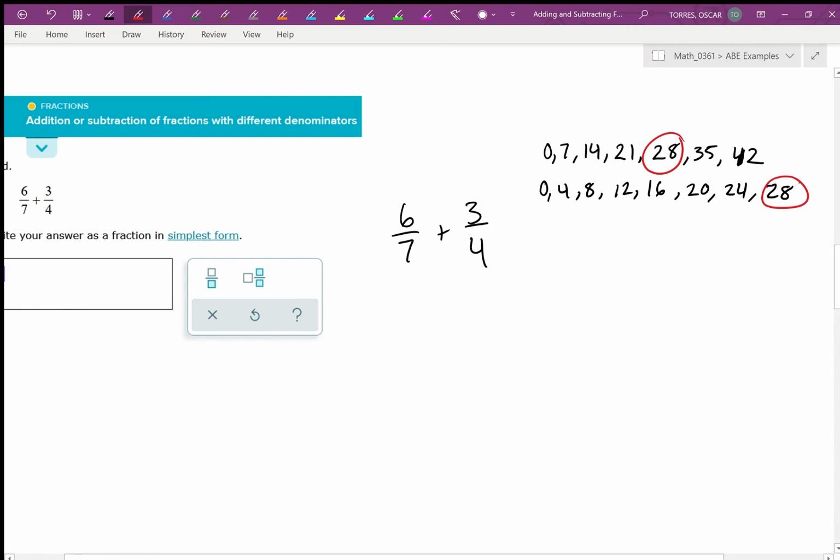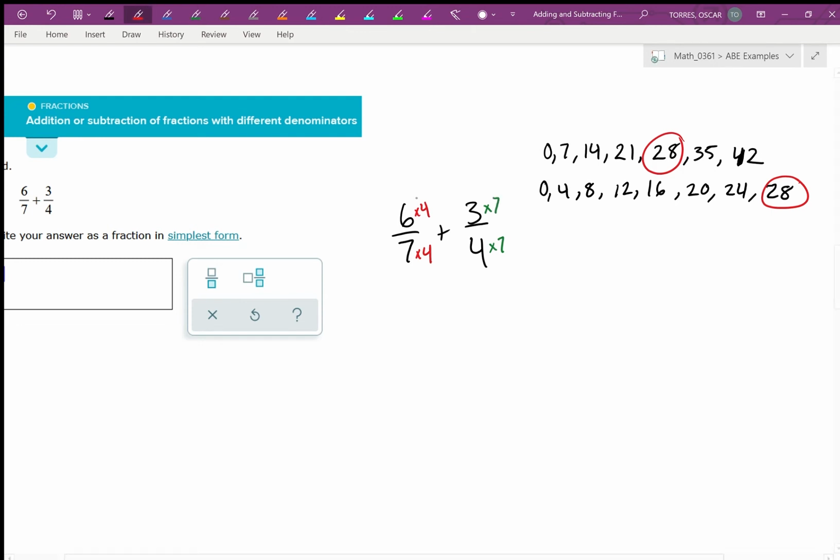How do I turn the 7 into a 28? I need to multiply it by 4. So I need to do the same thing to the numerator. How do I turn the 4 into a 28? I turn the 4 into a 28 by multiplying it by 7. So what I do to the denominator, I do to the numerator. So I have my setup.